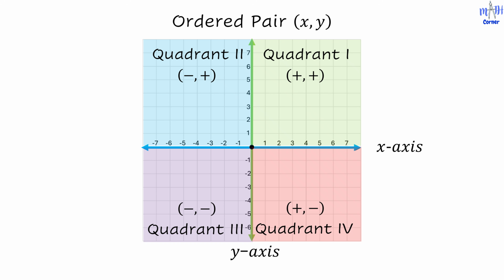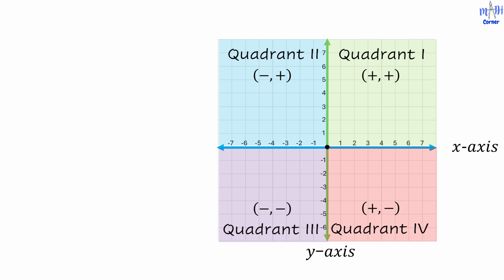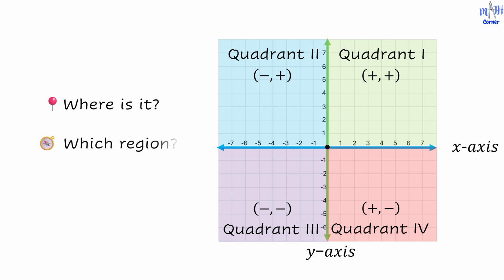When we say, describe the position of a point, we are answering three things. First, where is it located? Second, which quadrant or axis is it on? Third, what are its coordinates? So we are not just giving the point. We are explaining what it means.